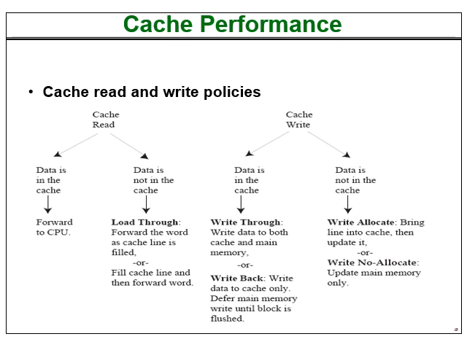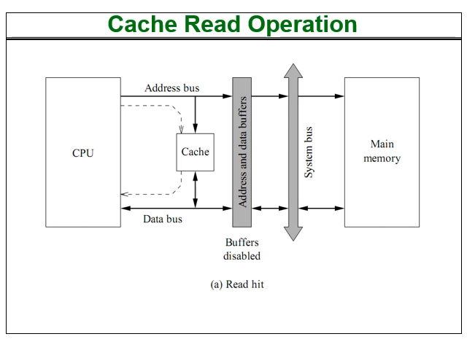Now let's see them in a different way. This is the cache read operation. This is the scenario of a read hit. Read hit means that the data is available in the cache memory. So the CPU generates an address. The address pertains to the main memory. It is mapped to address of the cache memory. The data is found in the cache memory and the data is sent from the cache memory to the CPU.